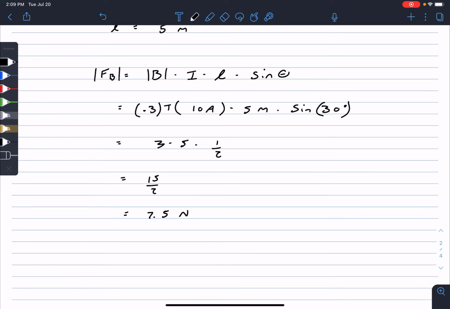And so what does it ask for? Find the magnetic force. So that's it.